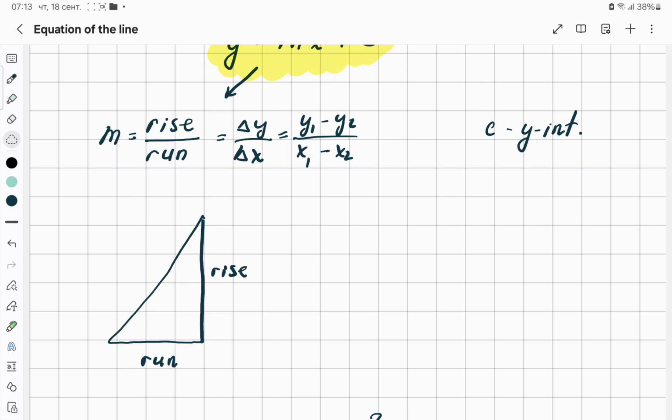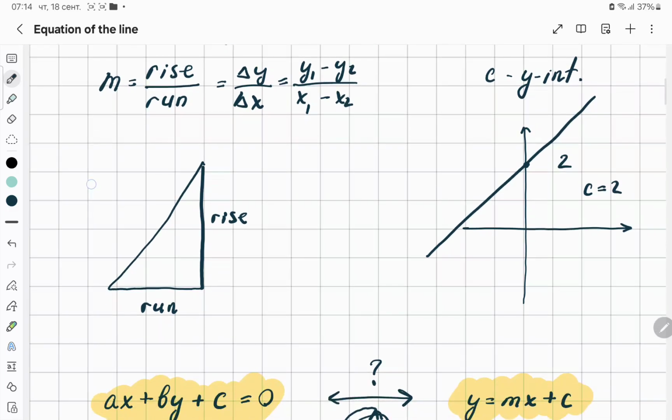Okay, and the y-intercept. The y-intercept is the intercept with the y-axis. So if the line crosses the y-axis, let's say at point 2, it means that c is equal to 2 here.